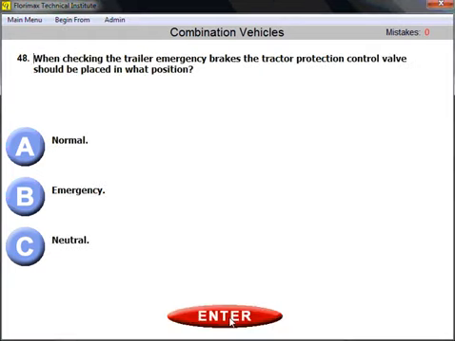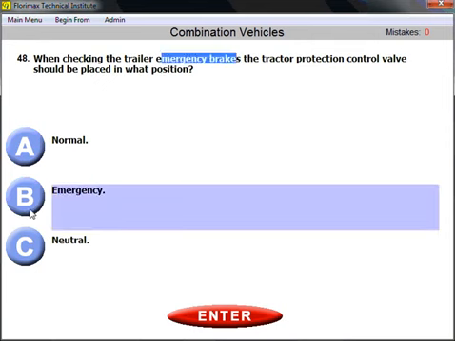More. Question number 48. When checking the trailer emergency brakes, the tractor protection control valve should be placed in what position? The clue here is emergency. You check the emergency brakes, so the protection control valve should be placed in emergency position. Emergency brakes checking, emergency position. You should pull out the red knob, which means emergency position of this protection control valve.